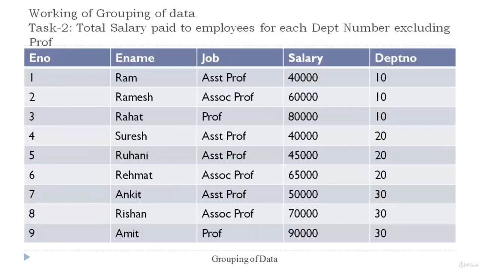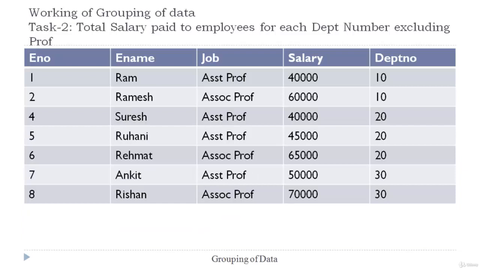To further understand the role of other constructs of the select statement in a group by clause, let us consider a second task: to display total salary paid to employees for each department number excluding the job title professor. So in this case, the first step will be to exclude the undesirable records before making the group. And we have to exclude those records where job is equal to professor. Then after excluding these records, the group function is applied on department number to find the total salary paid to that group.